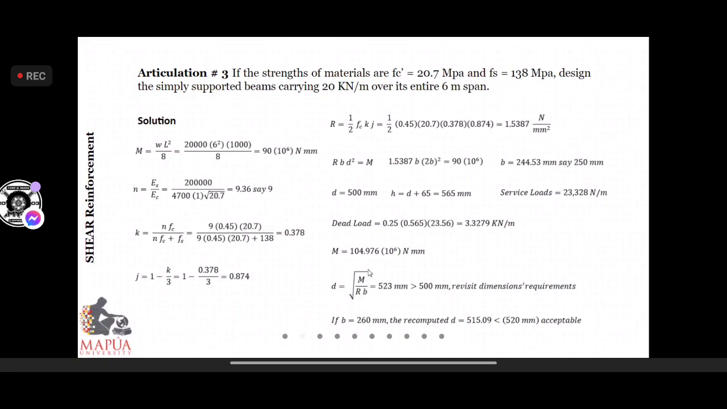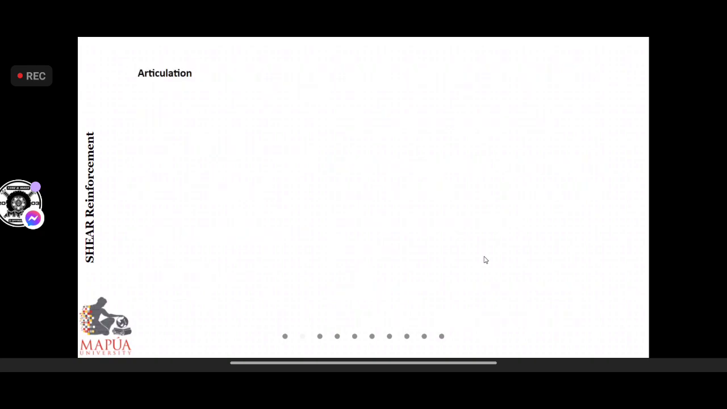And with that magnitude of D computed, 515.09, less than 520, we will accept these dimensions. That B is equal to 260 millimeters and D is equal to 520 millimeters. Then we start computing for the tension steel reinforcement requirement here. So I pre-computed this one using 28 millimeter diameter reinforcing bars. So it requires 3 of that.